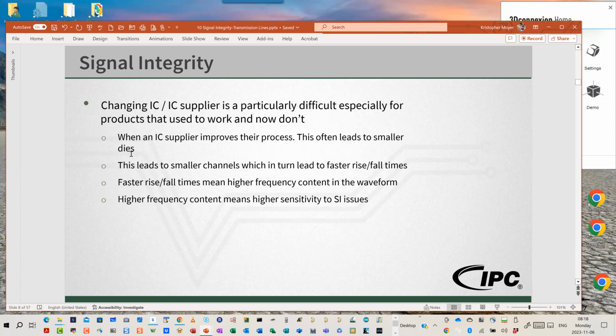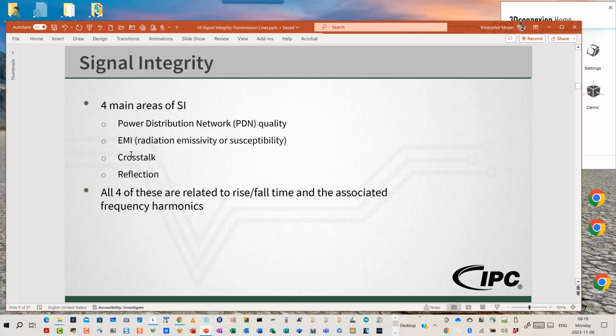But as you continually shrink the silicon, they say it's new and improved. It's as good or better than what we spec. And while that's great for the IC suppliers, it wreaks havoc for us, and we'll see why here shortly. So it leads to smaller dies. Smaller dies in turn leads to smaller channels, which in turn leads to faster rise and fall times. Faster rise and fall times means higher frequency content in the waveform, and higher frequency content means higher sensitivity to signal integrity issues. There are four main areas of signal integrity: power distribution network, or PDN quality; EMI, radiation emissivity or susceptibility; crosstalk; and reflections. All four of these are related to the rise and fall time and the associated frequency harmonics.